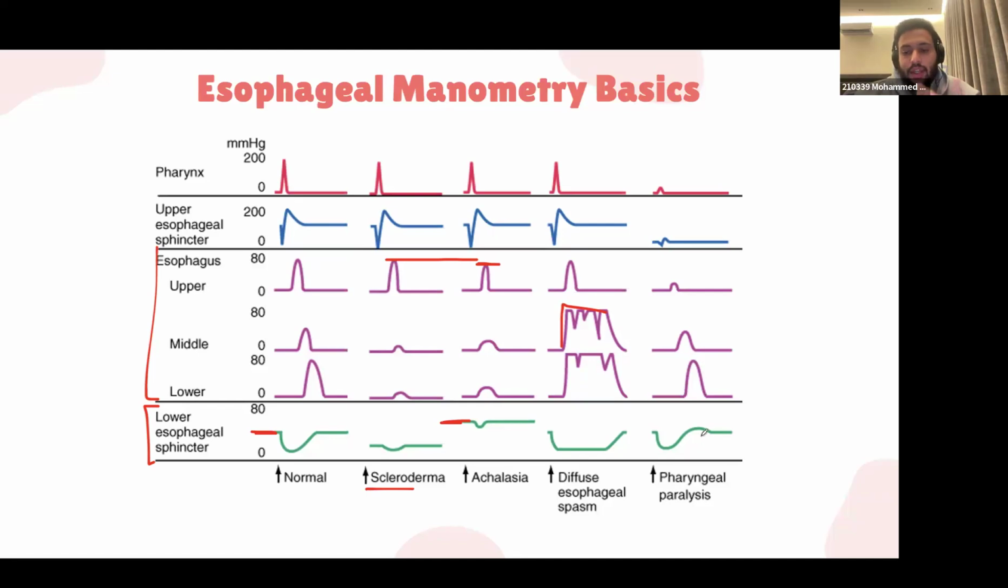With the pressure. Now, pharyngeal paralysis, someone who has stroke, obviously what will be affected? The upper esophagus and the pharynx. Why the upper esophagus? Because there's striated muscles here, okay? So that's basically the basics of manometry. We'll go over each of these diseases in its own separate slide.